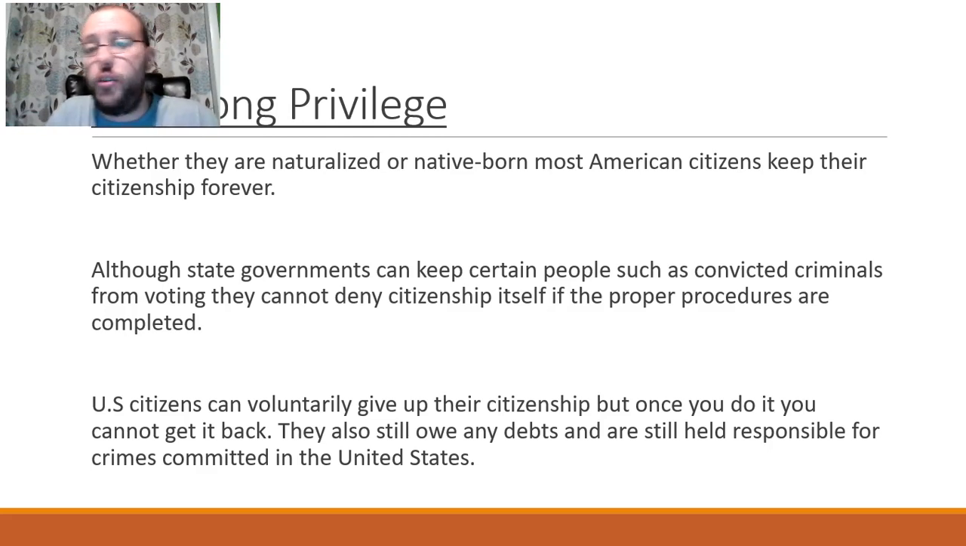Also, your debts don't just disappear because you move to another country. You can't rack up $150,000 in student loan debt, over a house, over 2 cars, and then say, you know what? I don't want to be in debt no more. I'm moving to Spain. You can't do that. You're still responsible to pay back your debt.